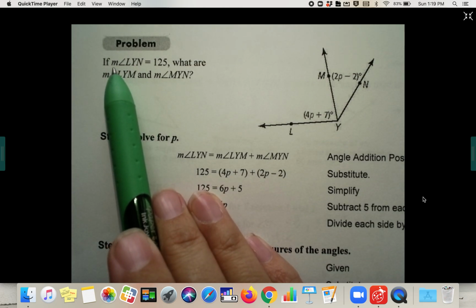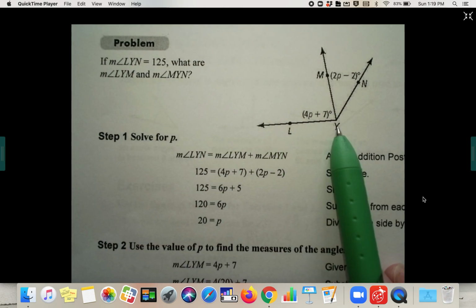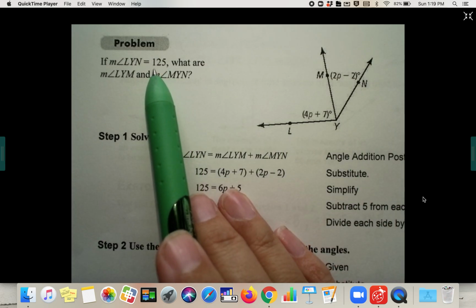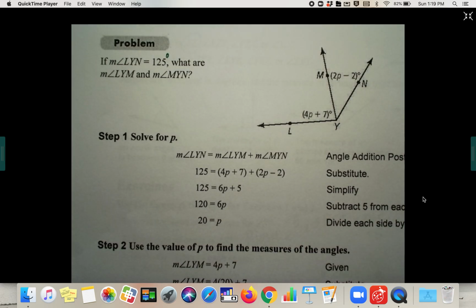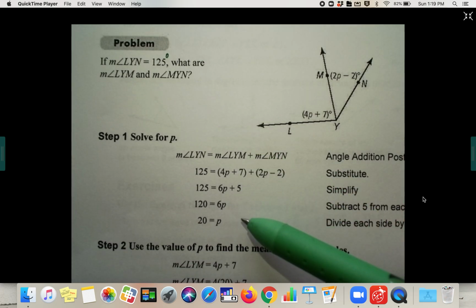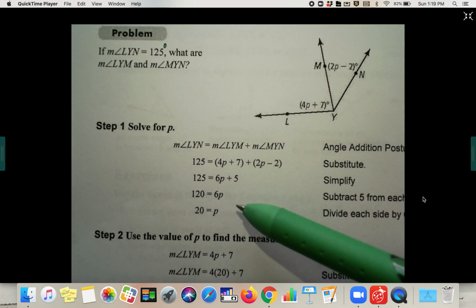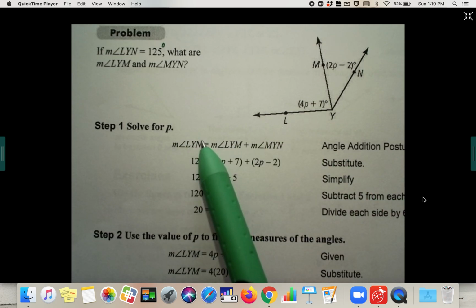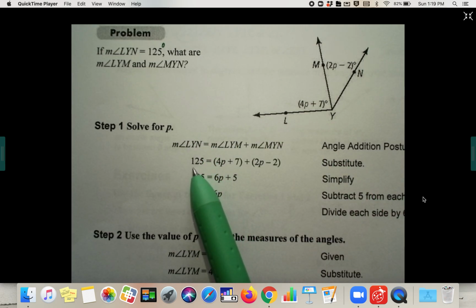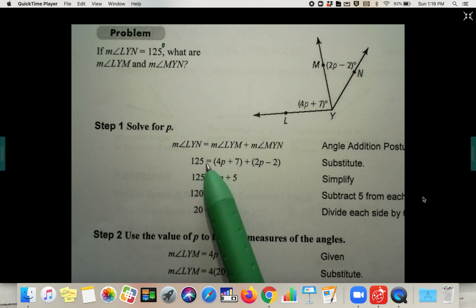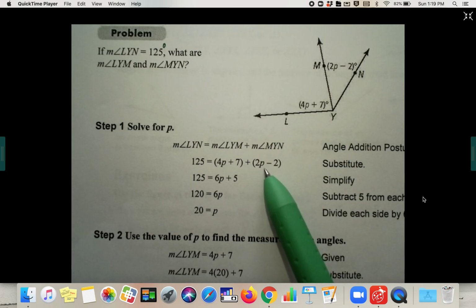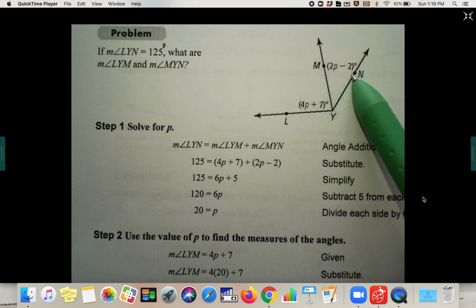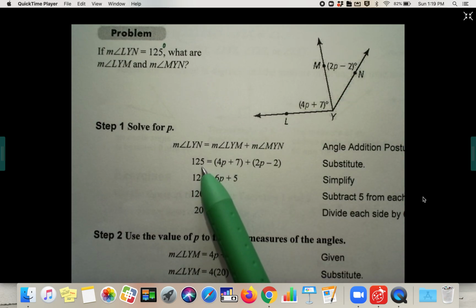If the measure of angle LYN, the whole thing, equals 125 degrees. They should have a degrees sign here, but that's okay. What are the measures of this angle and this angle? They've actually worked this problem out for you, but I want you to see how they do it through algebra. They took the measure of the whole thing, which is 125, and made it equal 4p plus 7, because that's this angle, plus 2p minus 2, because that's this angle. These two added together would be the total, 125.